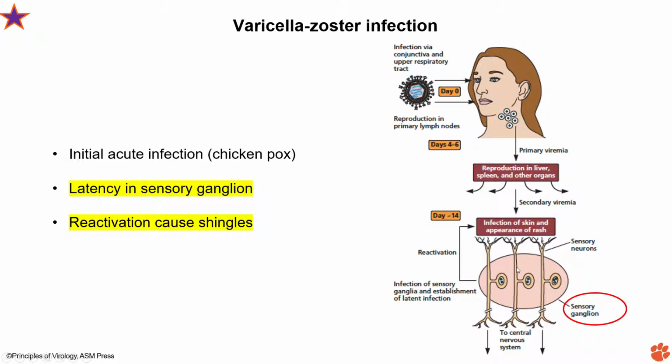So this is the ganglia, and latency in the ganglia means that these are the neurons in which the virus will remain and hide for the rest of your life. The reactivation can cause shingles. So remember that varicella zoster is basically a herpes virus that causes chickenpox, but the reactivation causes shingles.